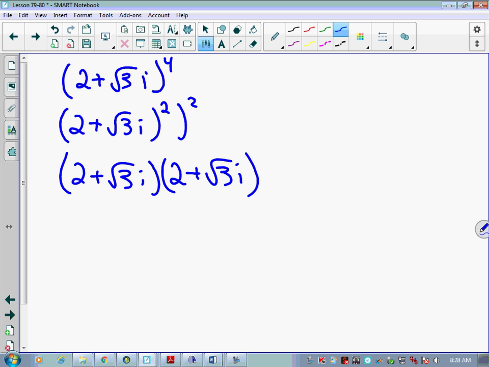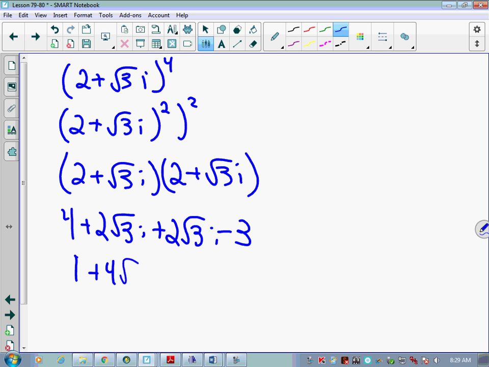FOILing it is pretty easy: first, outer, inner, last. 2 times 2 is 4. 2 times radical 3i is positive 2 radical 3i. Radical 3i times 2 is positive 2 radical 3i. Probably the more complex part, and of course you guys are used to this by now, is radical 3 times radical 3 is 3. i times i is i squared, which is equivalent to negative 1, so I'm getting 3 times negative 1, which is negative 3. So we can simplify this: 4 minus 3 is 1, plus 4 radical 3i.